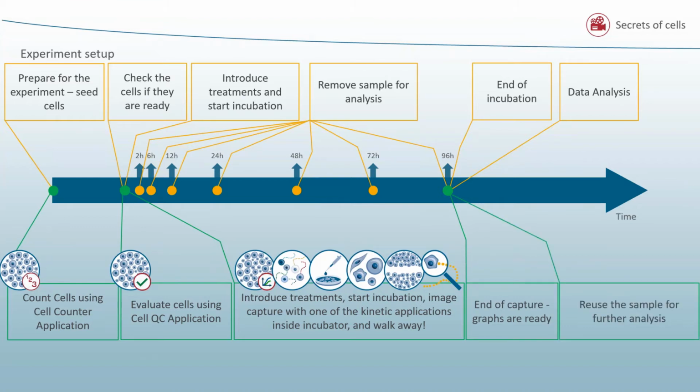Since the HoloMonitor M4 is a label-free method and gentle to the cells, you can reuse the sample for other assays, such as immunohistochemistry, electron microscopy, or plate analysis. And finally, you can reanalyze the same data with other applications inside the software to get more information from the same sample.